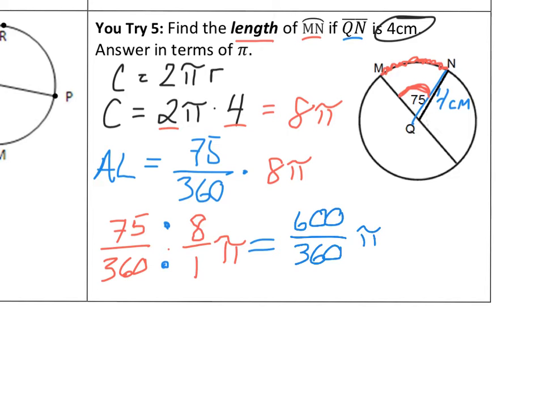Now, the last thing I want to do is just try to reduce this. Obviously, these zeros are going to cancel out. And then I'm left with 60 over 36, and the greatest common factor between those two is 12. So I end up with 5 over 3 pi for my final answer.